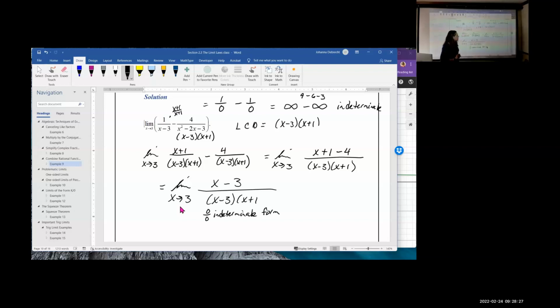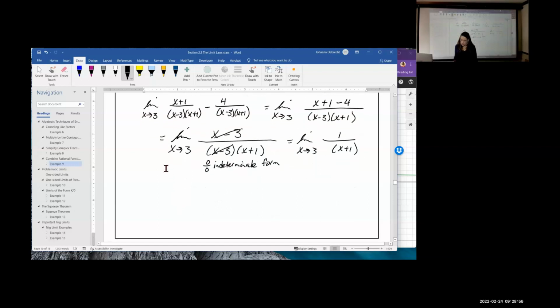So our strategy to deal with this infinity minus infinity was to get one combined fraction, and that created instead the 0 over 0 indeterminate form, which we've already dealt with several times. So what we do is we cancel the common factor of x minus 3, and then we'll try to plug it in again and see if we can get a finite real number. Remember that x plus 1 has to stay in the denominator, so we have 1 in the numerator. And when we plug in our value, we get 1 over 3 plus 1, which is 1/4 again.